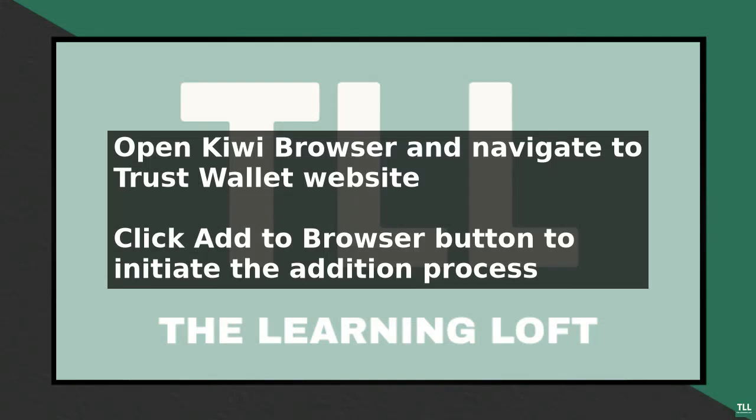To add Trust Wallet to Kiwi browser, start by opening the Kiwi browser app on your device. Navigate to the Trust Wallet website by typing in the URL or searching for it. Once you are on the Trust Wallet website, click on the Add to Browser button.